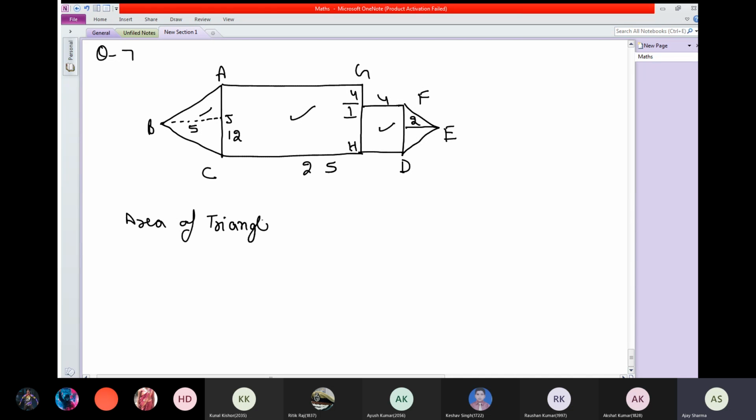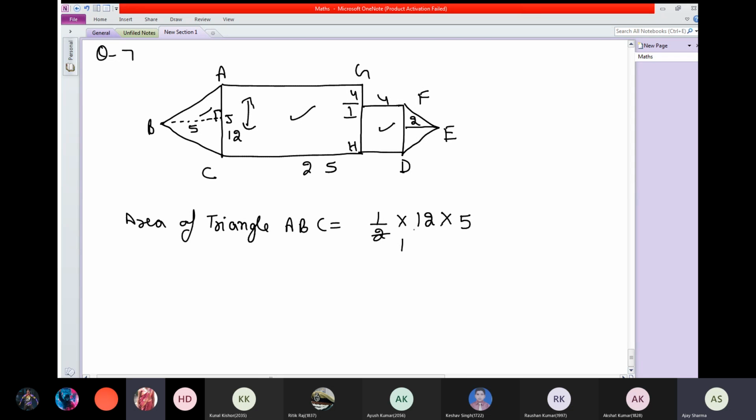Now first, the area of triangle ABC. What is the formula for the area of a triangle? Half into base into height, 1 by 2 into base into height. What is the base here? Base AC, 12. Base is the side on which the perpendicular is drawn. That is your 12. And height? 5.